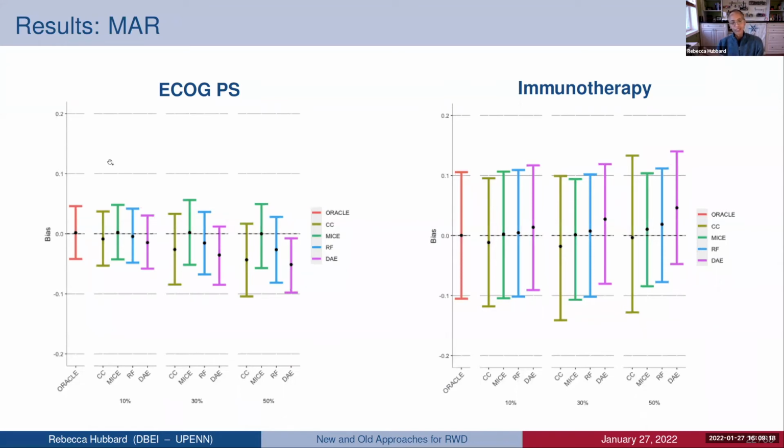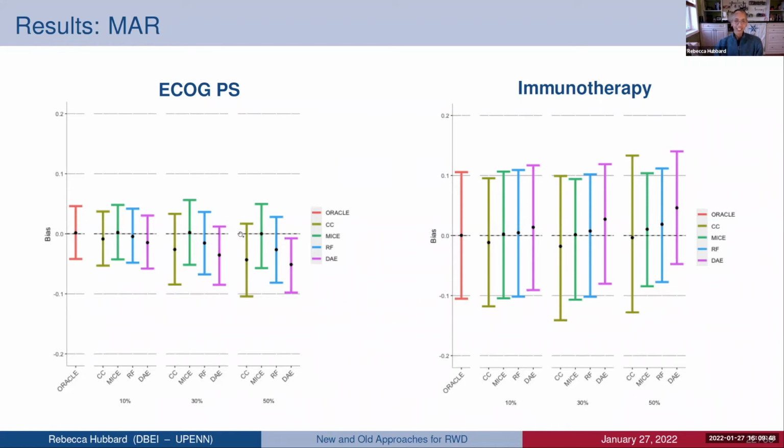When we move into the missing at random missingness setting is where we start to get into trouble. Under missing at random missingness, particularly as the amount of missingness in ECOG performance status increases, we get introduction of bias into our multiple imputation using random forests and multiple imputation using denoising autoencoders, whereas our mice multiple imputation continues to work just fine.